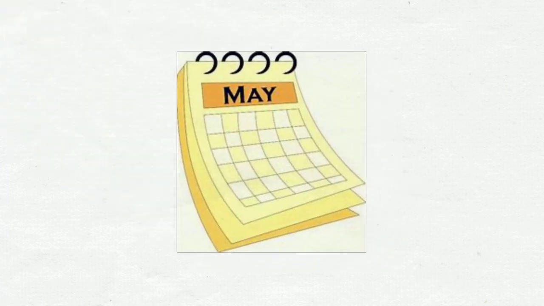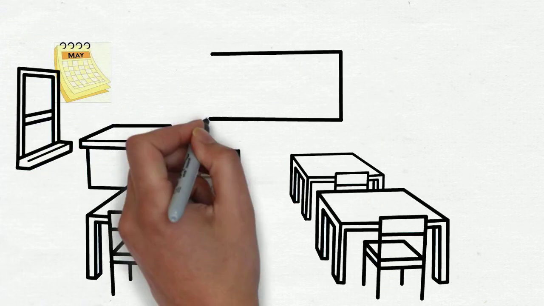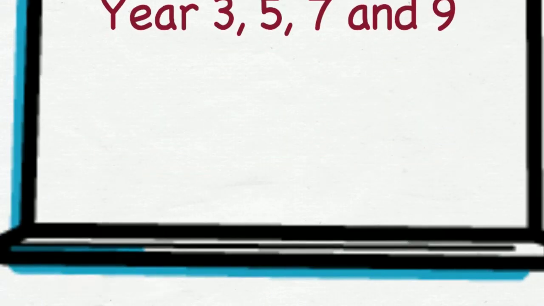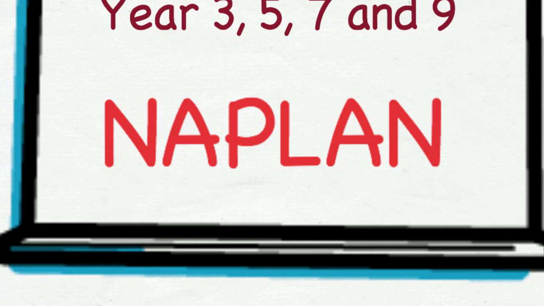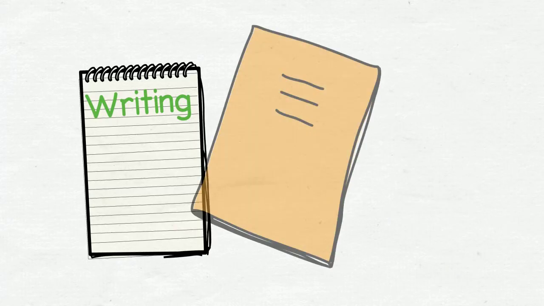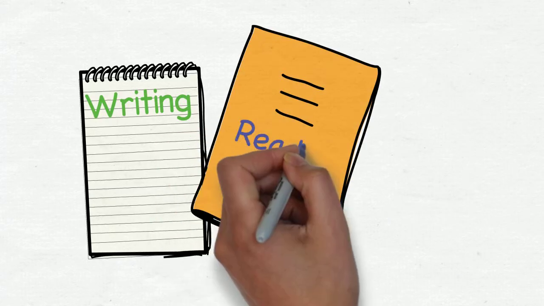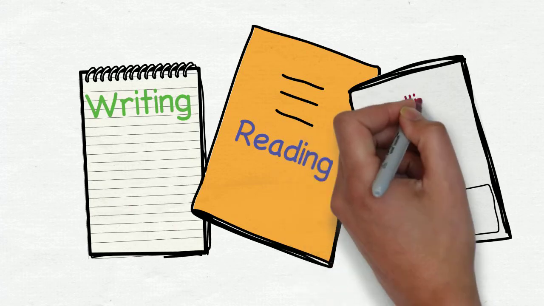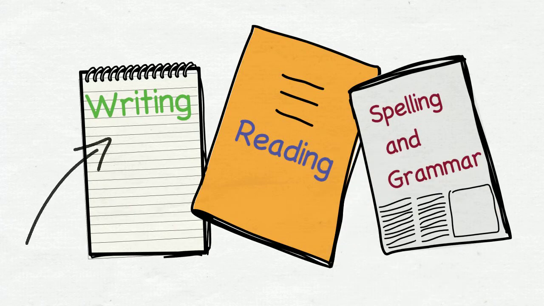Every year in Australia, sometime in the middle of May, school children in years 3, 5, 7 and 9 sit a test of literacy and numeracy called NAPLAN, or the National Assessment Program for Literacy and Numeracy. There are 3 separate test papers in the literacy component of NAPLAN: a writing paper, a reading paper, and a language conventions paper. Language conventions are grammar and spelling.